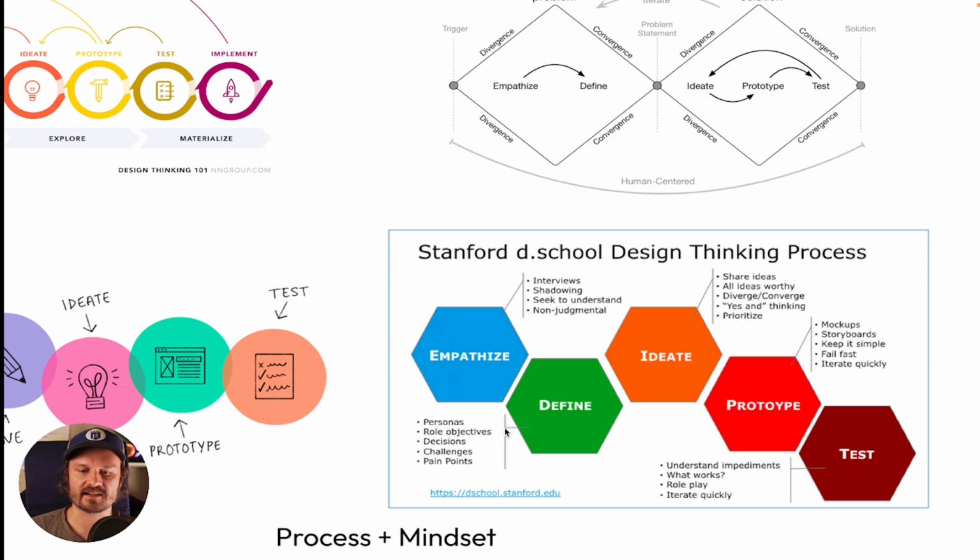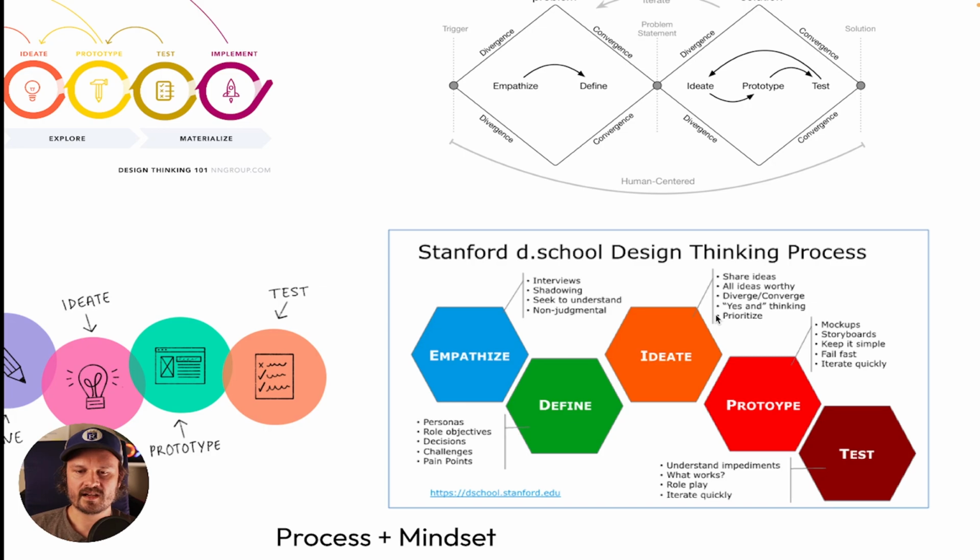And they added a little bit more detail to theirs, including things to keep in mind when you're in each phase. Some of these, for define, for example, includes personas, role objectives, decisions. So personas, that would be a deliverable. And so some of these are deliverables. Some of these are just things to keep in mind, or broad concepts of what each one of these phases is about.